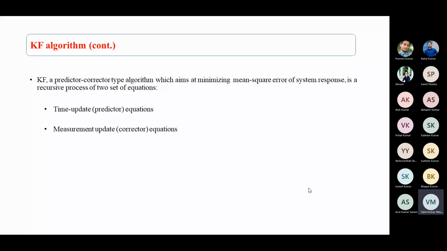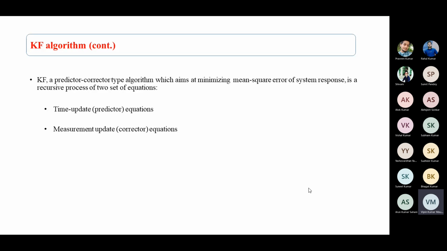Okay, so the Kalman filter works in 2 steps. The first one is the time update, and the second one is the measurement update. The time update equations are called prediction equations, and the measurement update equations are called correction equations. That's why sometimes we call the Kalman filter a predictor-corrector type algorithm.